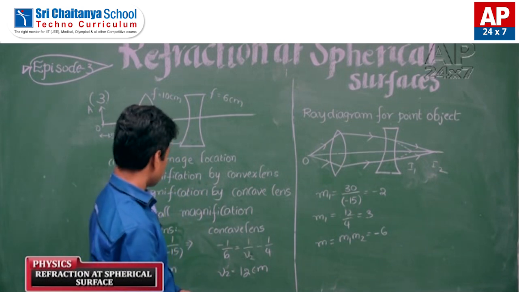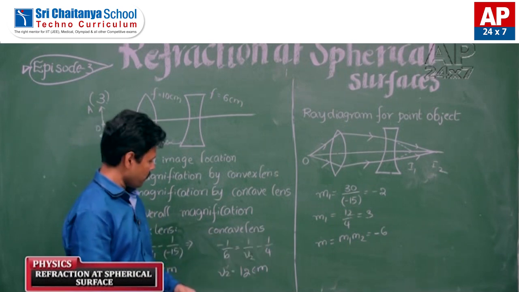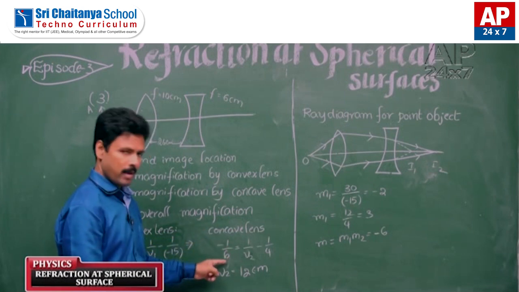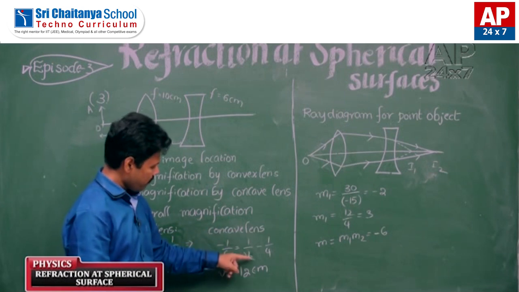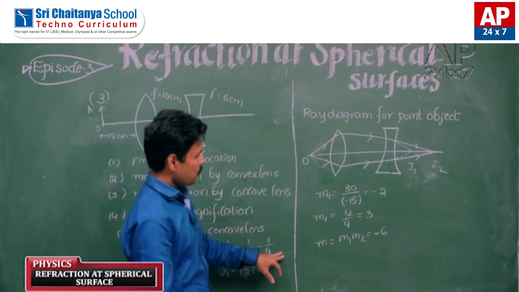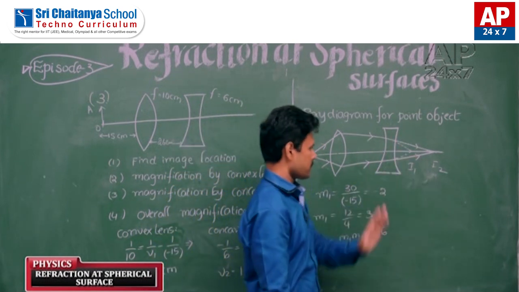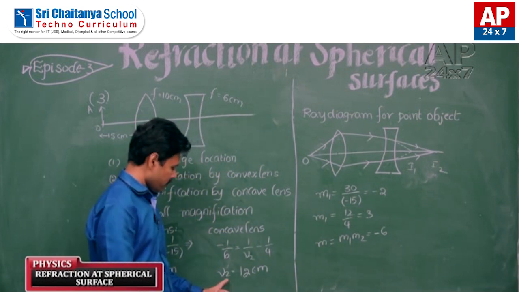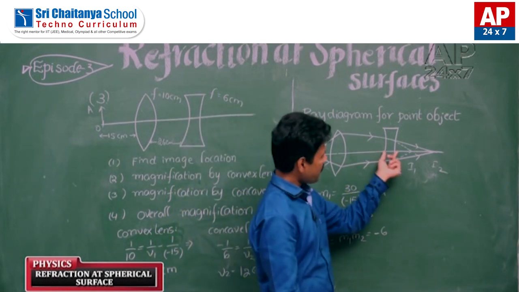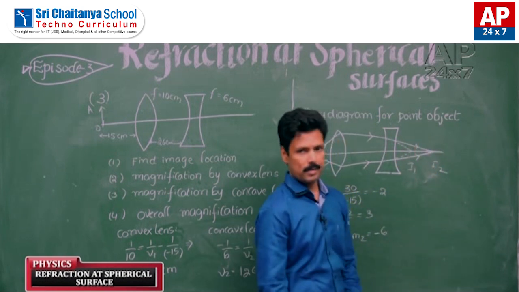Now see carefully, for the concave lens 1 by f equal to 1 by v minus 1 by u. So f value is 6, taking the sign convention, minus 1 by 6 is equal to 1 by v minus 1 by u. Now in this case, the u coordinate is positive because it is now to the right of this lens. Now we are going to get v2 equal to 12.